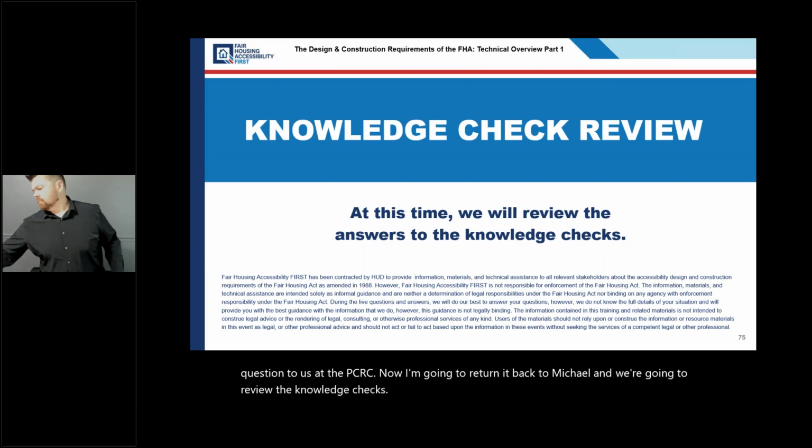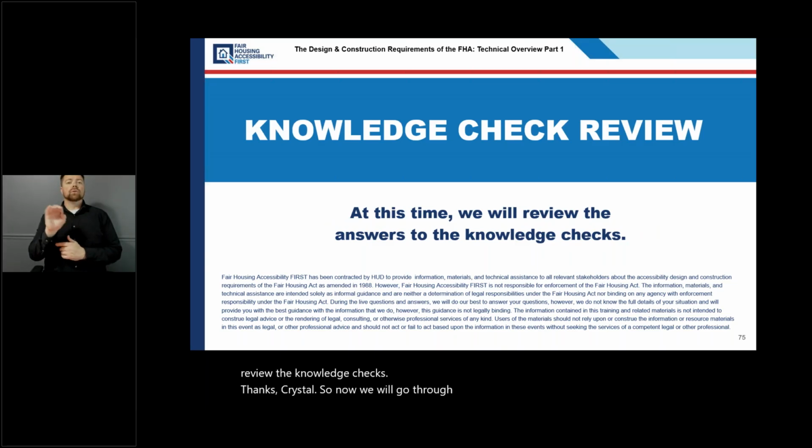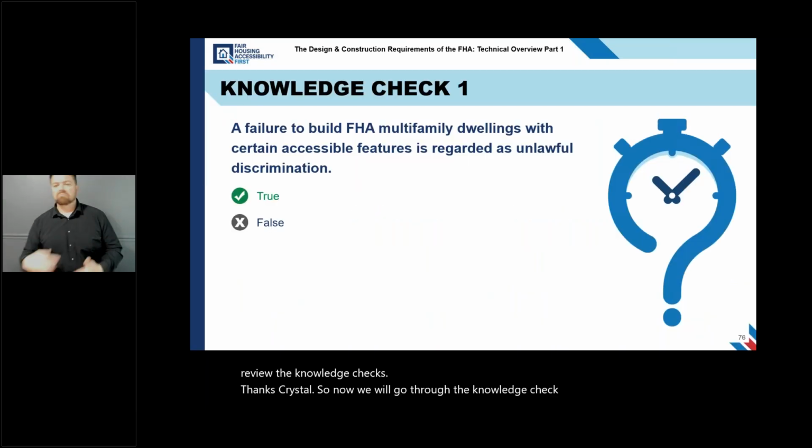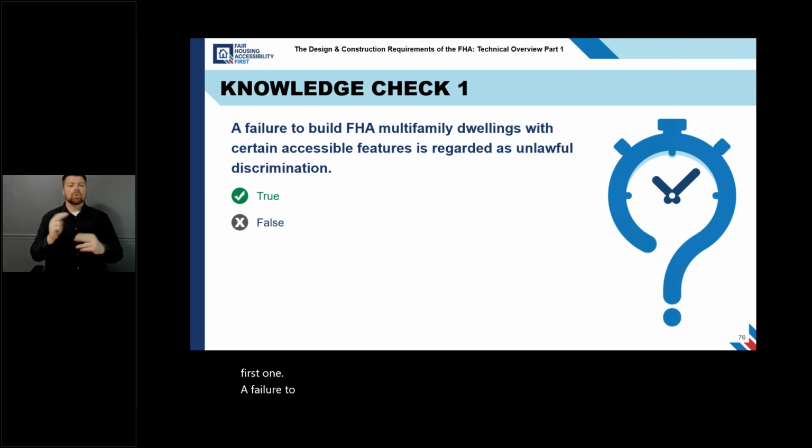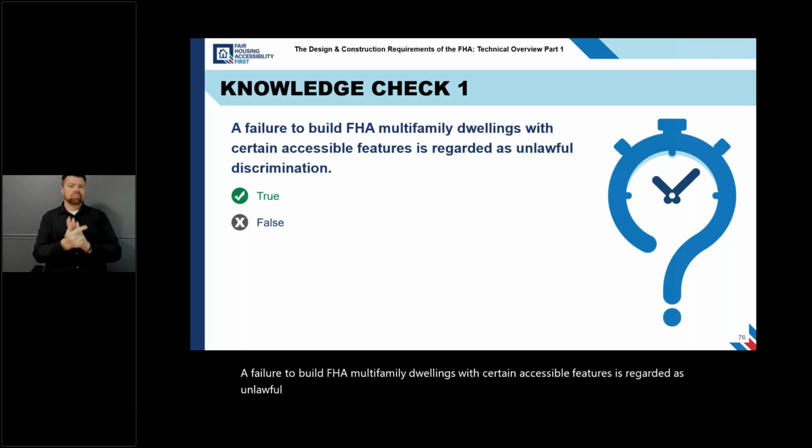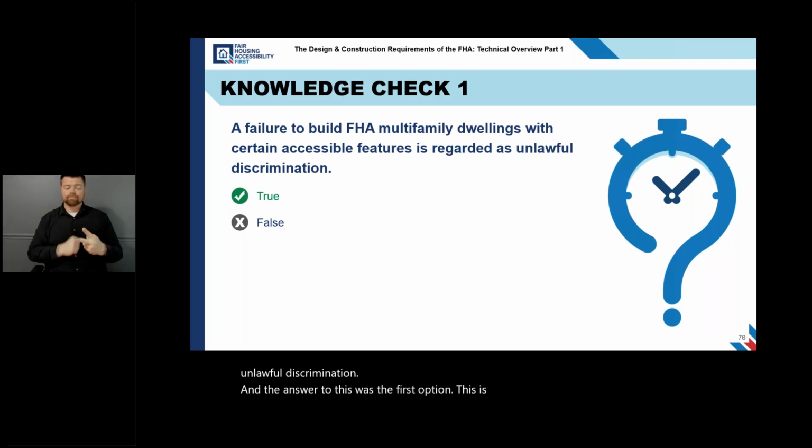Thanks, Crystal. So now we will go through the knowledge check answers, starting with the first one. A failure to build FHA multifamily dwellings with certain accessible features is regarded as unlawful discrimination? And the answer to this was the first option. This is true, and 98% of you got this one correct.